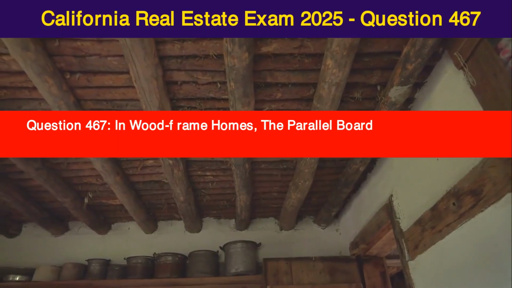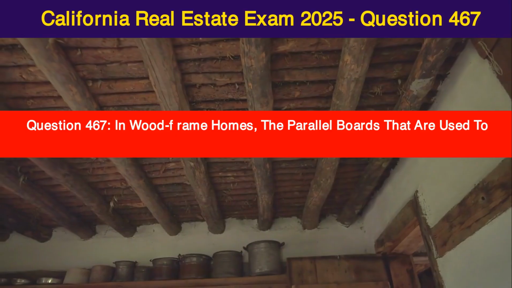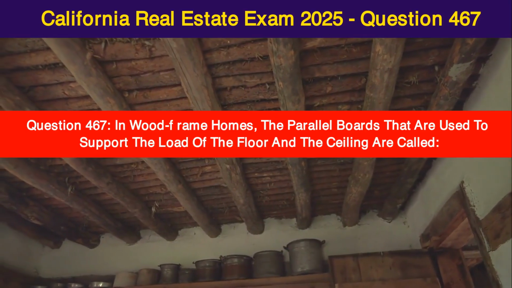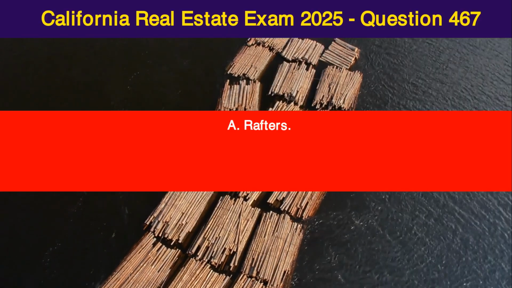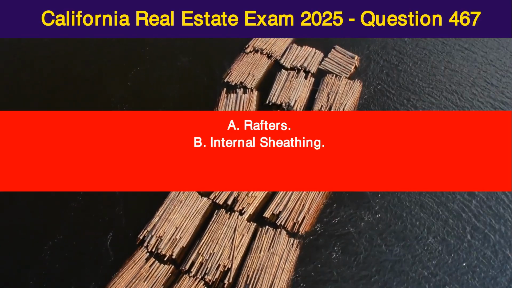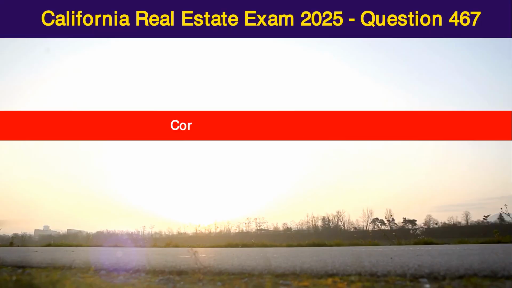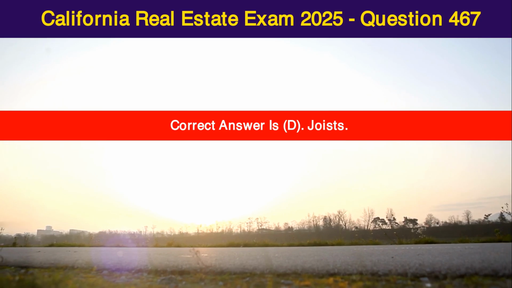Question 467. In wood frame homes, the parallel boards that are used to support the load of the floor and the ceiling are called A. Rafters, B. Internal sheathing, C. Girders, D. Joists. Correct answer is D.